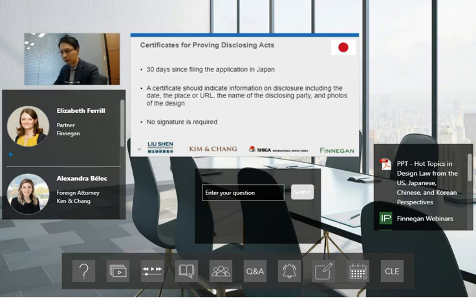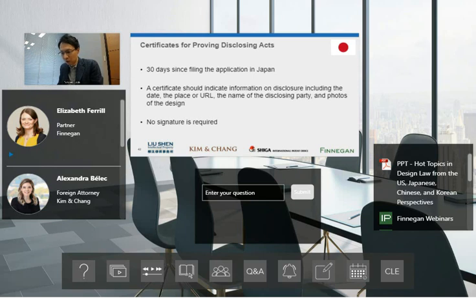And it is necessary to submit certificates for proving disclosing acts within 30 days since filing the application in Japan. But this period cannot be extended. So this is a very tough requirement. And a certificate should indicate information on disclosure, including the date, the place or URL, the name of the disclosing party, and photos of the design. And no signature is required.